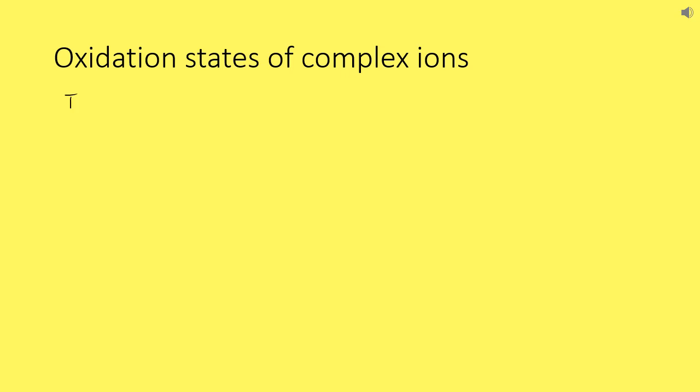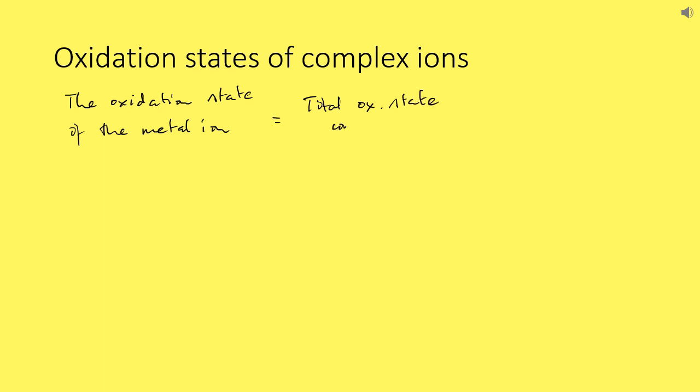The oxidation state of the metal ion equals the total oxidation state of the complex minus the sum of the oxidation states of the ligands. That might not make sense yet, so let's look at a couple of examples.